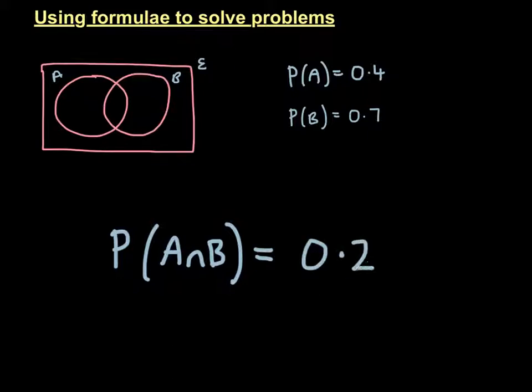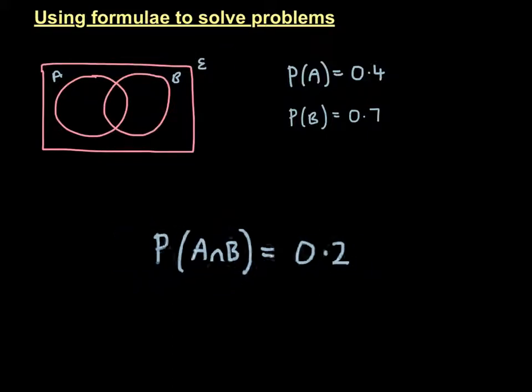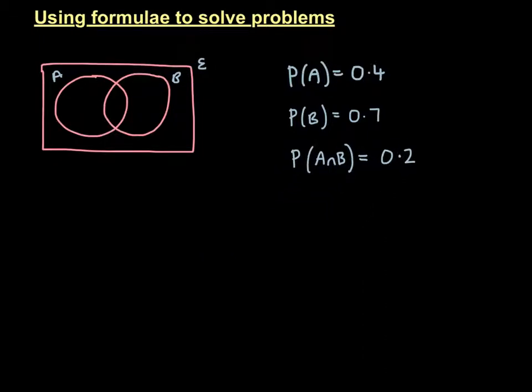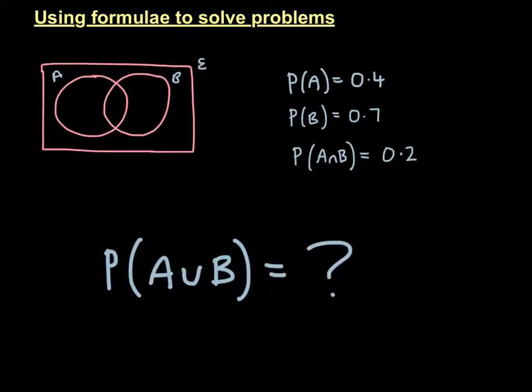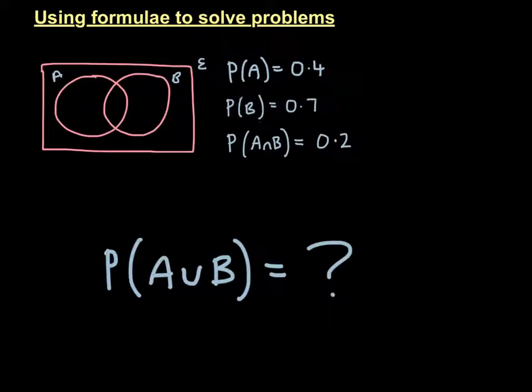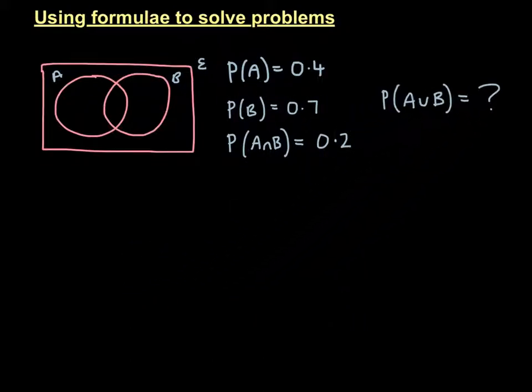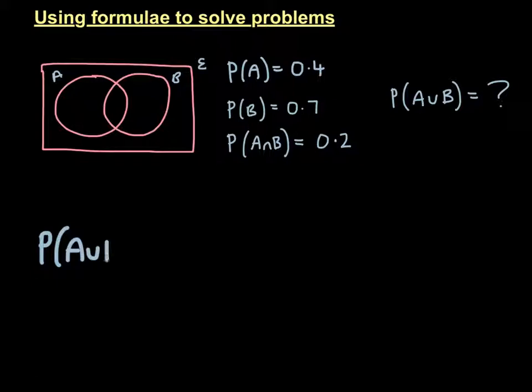So our intersection is going to be 0.2. And our probability of A union B is something I want to find. So let's have a look what we've got here then.